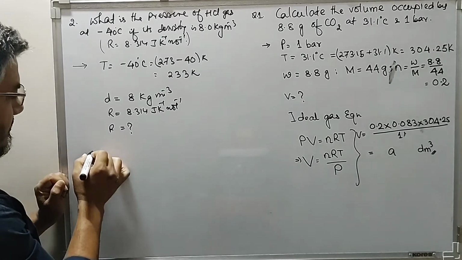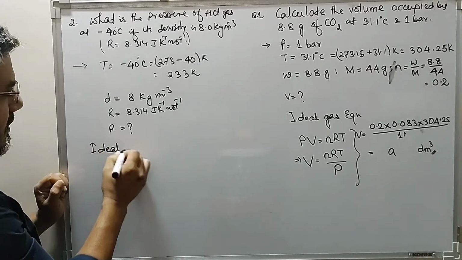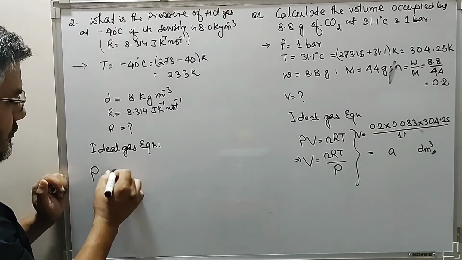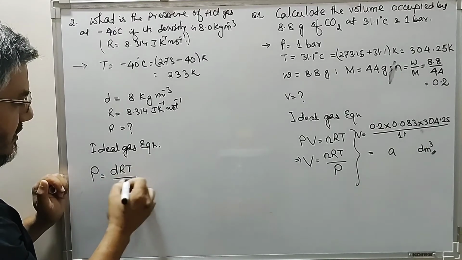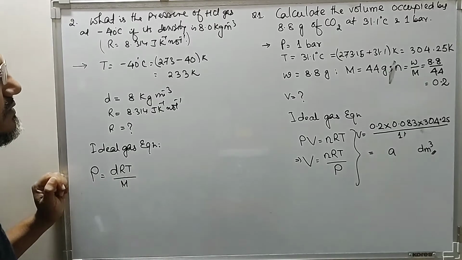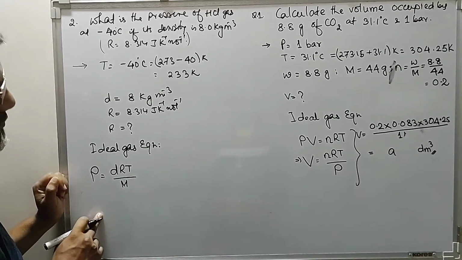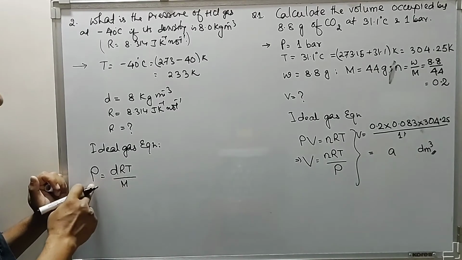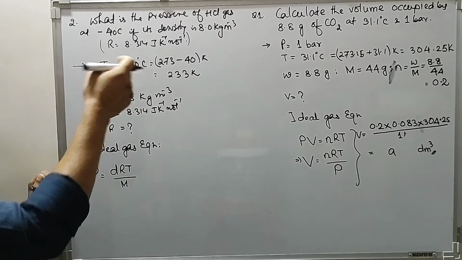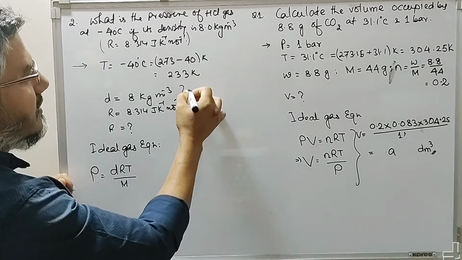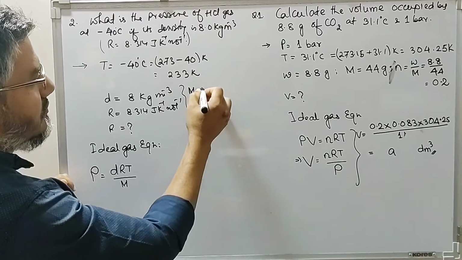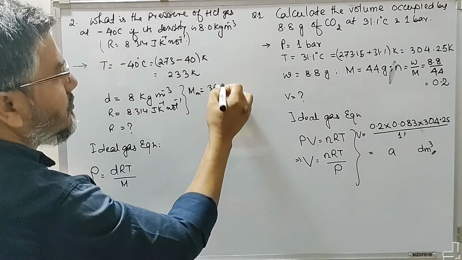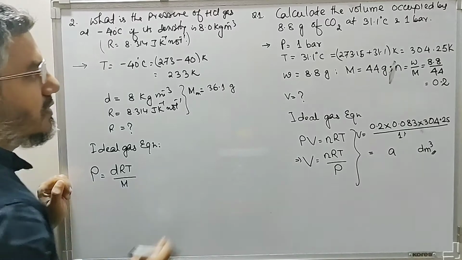That equation says the ideal gas equation: pressure is equals to density RT by molecular mass of the gas. So from this, what we are left to find is the molecular mass of the gas. Once we have this molecular mass, we can easily find the pressure exerted by this gas under the given condition. So we have HCl, molar mass of HCl is chlorine 35.5, hydrogen 1, so this is 36.1 gram molecular mass.